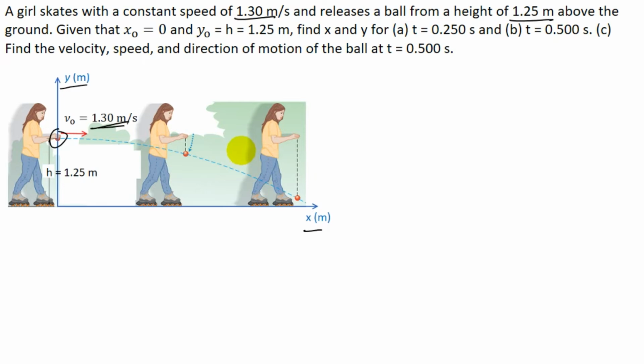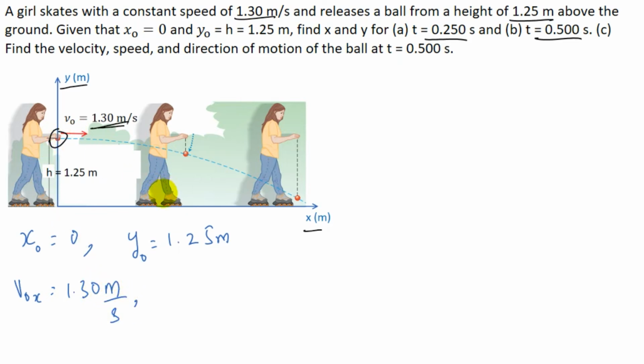Now what we have to find is, there are three parts. In the A part and in the B part we have to find the position of the ball at time t equals 0.250 seconds and at time t equals 0.5 seconds. So first I'll be writing the values. Initially the ball is at this position, so at the initial position x naught we have 0 and y naught equals h, which is equal to 1.25 meter. And initially the velocity in the x direction for the ball is 1.30 meter per second, and there is no velocity in the vertical direction initially, so v naught y will be 0 here.